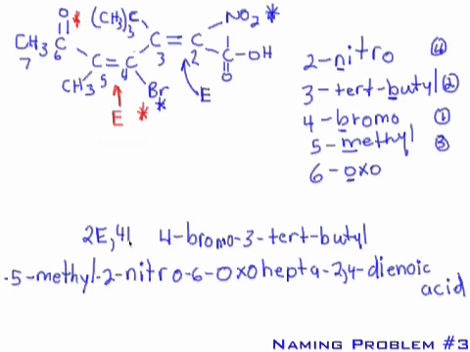4E, all in brackets, geometric isomer. So there you have it, 2E, 4E, 4-bromo, 3-tert-butyl, 5-methyl, 2-nitro, 6-oxo, hepta 2,4-dienoic acid. And make sure that you are able to determine EZ isomerism on molecules that have more than one double bond with EZ isomerism in it.